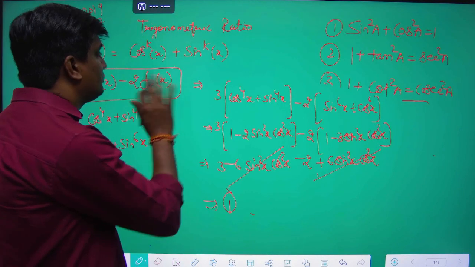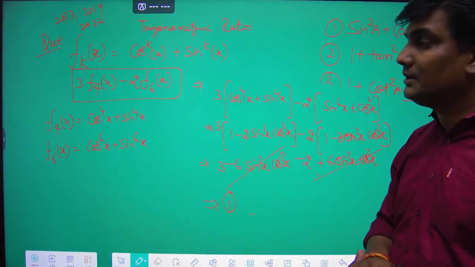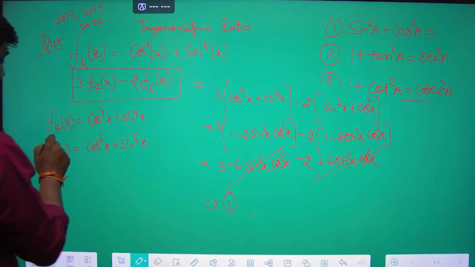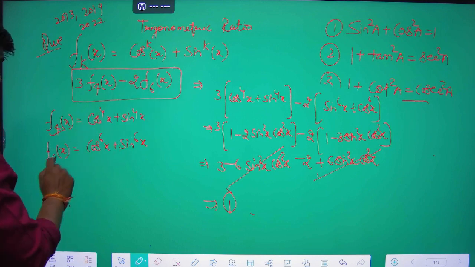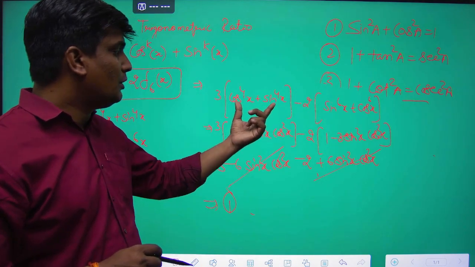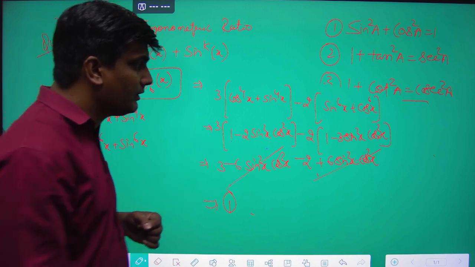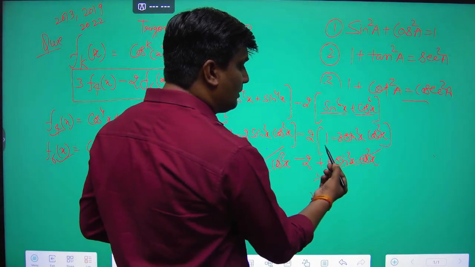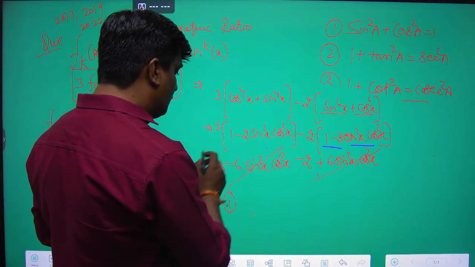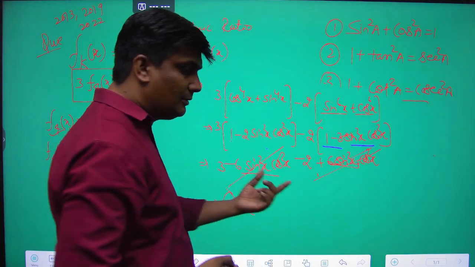The most important question in IIT: cos to the power kx plus sin to the power kx. Find the value of 3 f4x minus 2 f6x. Now compare: put k equal to 4, k equal to 6. The formula of cos to the power 4x plus sin to the power 4x is 1 minus 2 sin square x cos square x, and sin to the power 6x plus cos to the power 6x is 1 minus 3 sin square x cos square x. Now multiply, and the given part cancels out. 3 minus 2 equals 1.